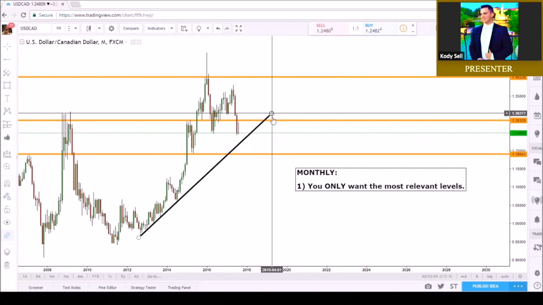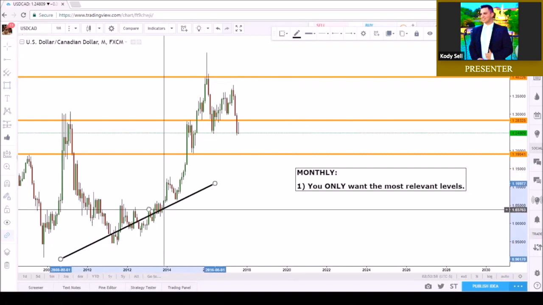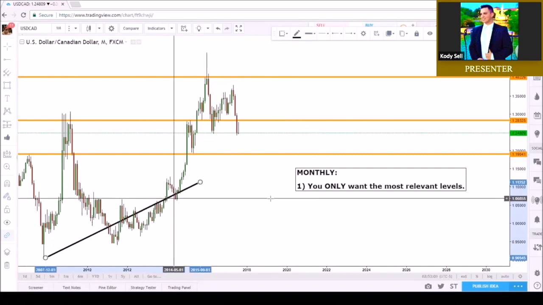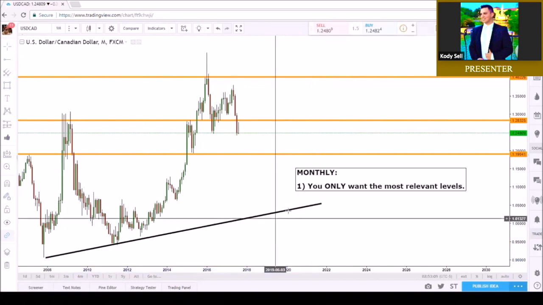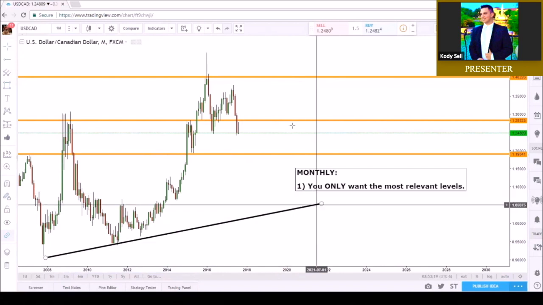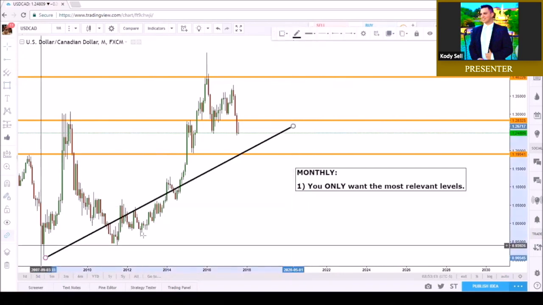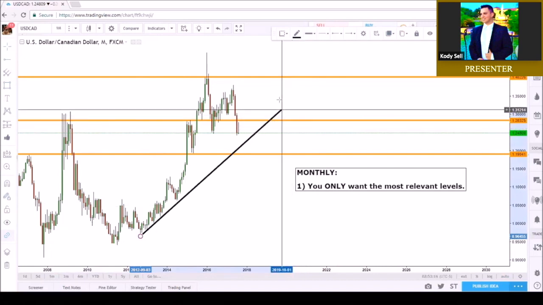Now, again, if this trend line was down here, so say, for instance, I was looking at the lowest possible trend line, which would be something like this, I would not have this marked. This is not relevant. Why? Because this is years away. Okay, so again, we want to keep things relevant, and we're going to just slowly build on this as we go down.